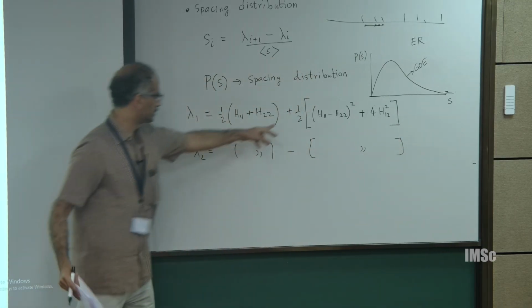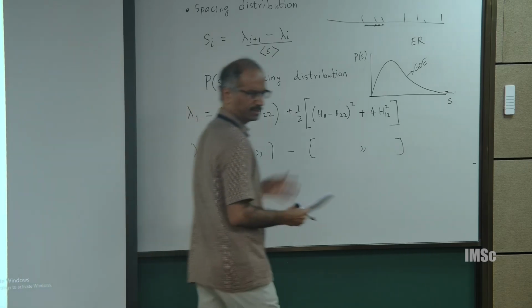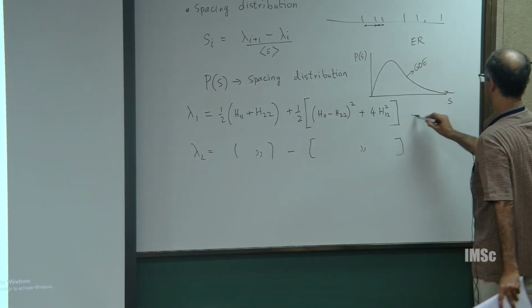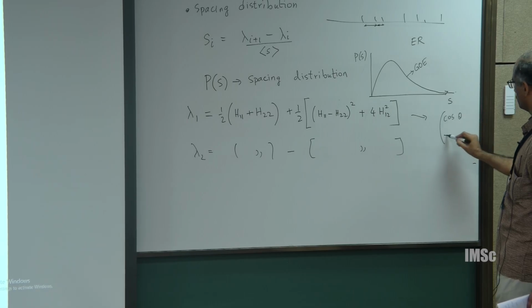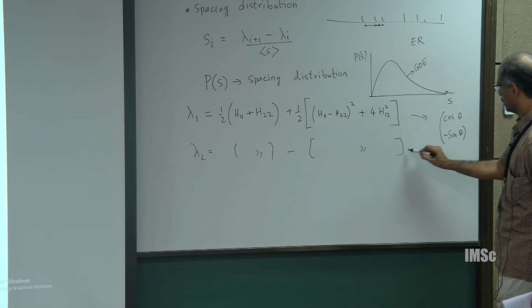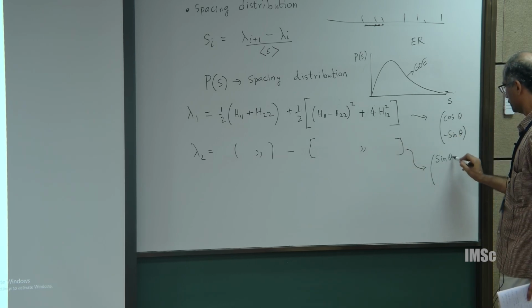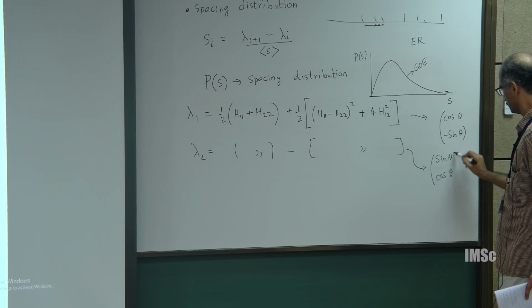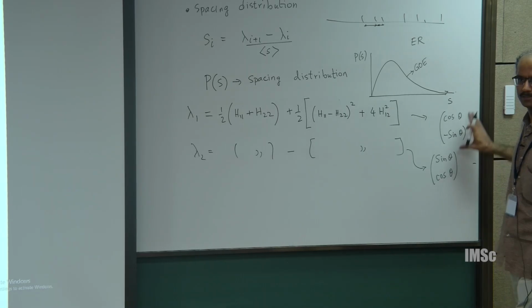Everything will be the same except for this plus will become a minus. And now what you can do is, in fact their eigenvectors are trivial. The eigenvector corresponding to this eigenvalue will be cos theta, minus sin theta, and the eigenvector corresponding to this will be sin theta, cos theta. So, if you understand the linear algebra of a 2 by 2 matrix, you will see why it is so.